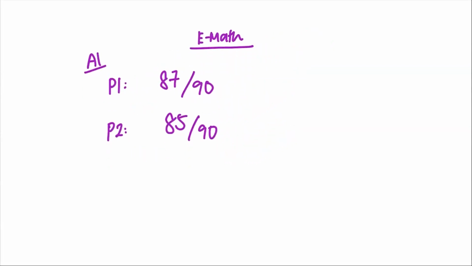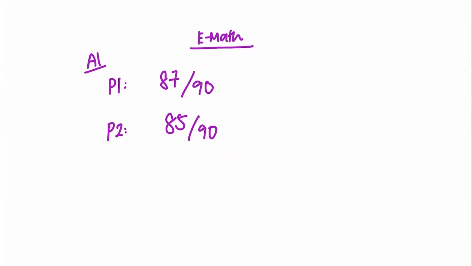Let me explain to you why. I see some of you calculating the score, right? To be very honest, for O levels the A1 is not 75. The A1 for E-Math is usually not 75, it's way higher. The reason is because the subject is very easy. Everyone can do it. So this is just a little warning.